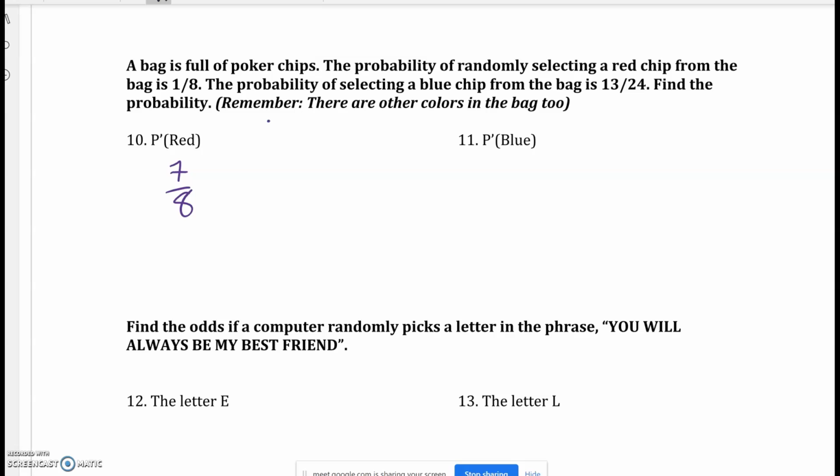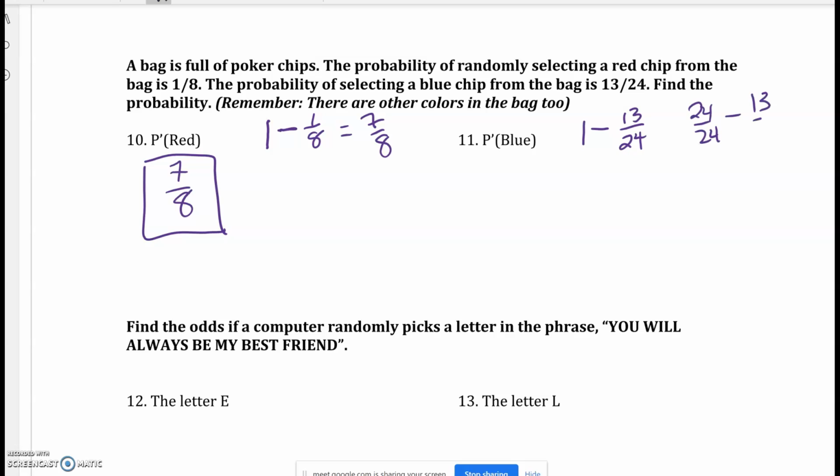Because everything is always subtracted from 1, kind of like 100. 1 minus 1/8 equals 7/8. So for the probability of it not being blue, 1 minus 13/24, we have to convert 1 to 24 over 24 minus 13 over 24, and that gives us 11. So the chance of it not being blue is 11 out of 24.